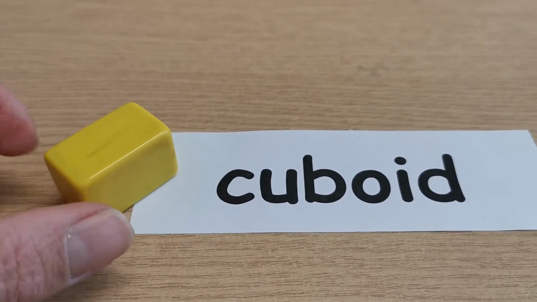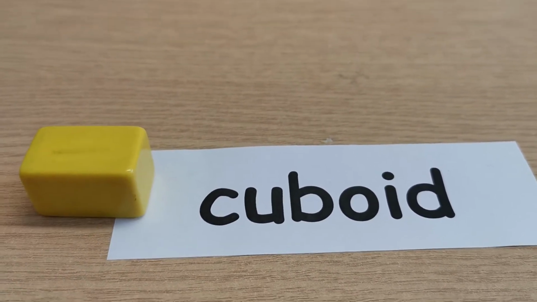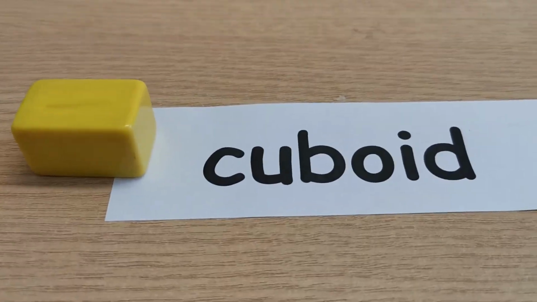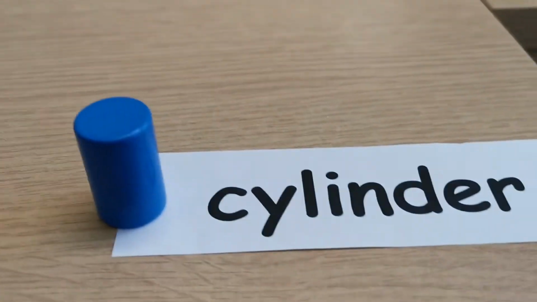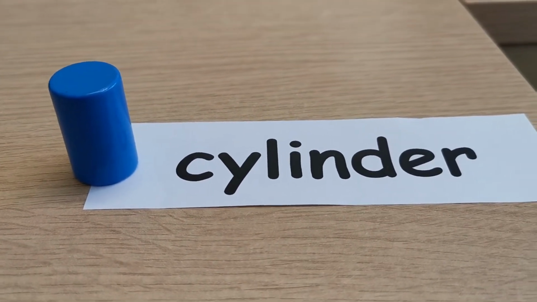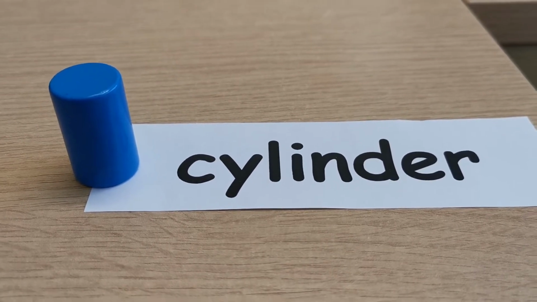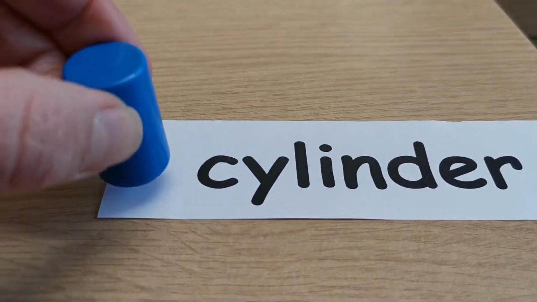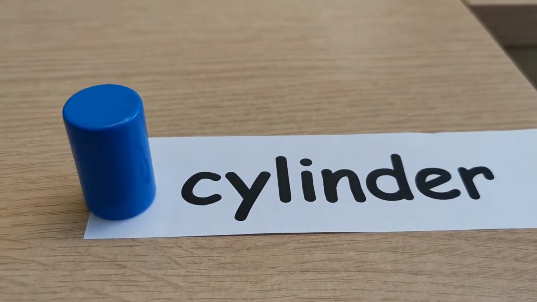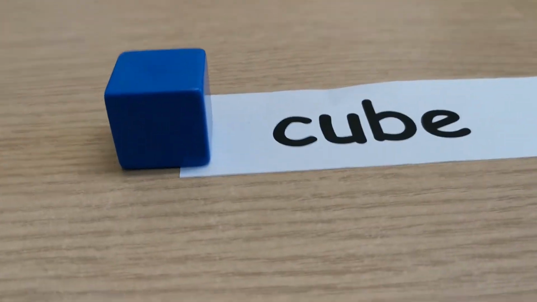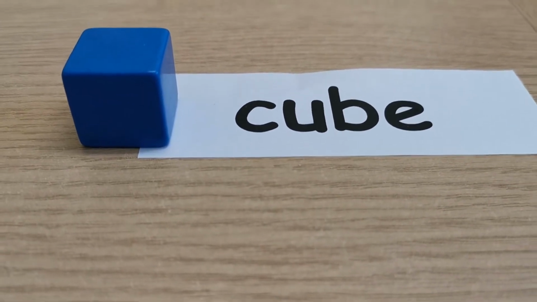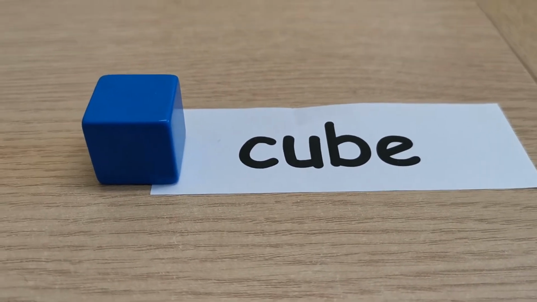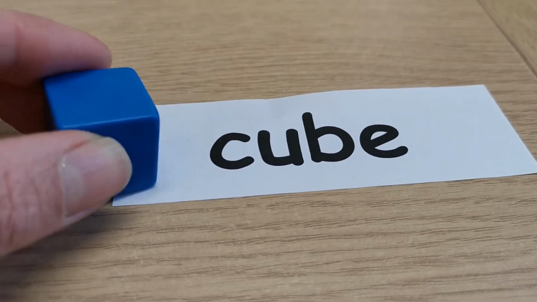This one is a cuboid. A cuboid. Lots of things are cuboid shaped. Lots and lots of things. Let's have a look at this one. What's this one called? That's right, this one is a cylinder. A cylinder. Now, a cylinder is a bit like a tin, or a tin of beans or something like that. And the last one, what's that called? That's right, it's a cube. Like an ice cube. Looks like a dice, doesn't it?